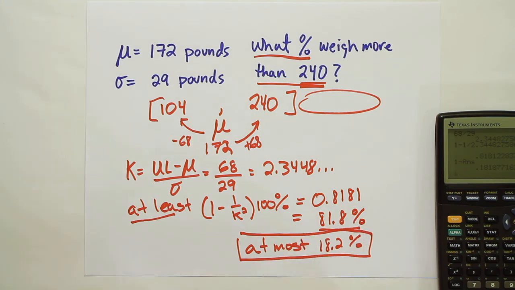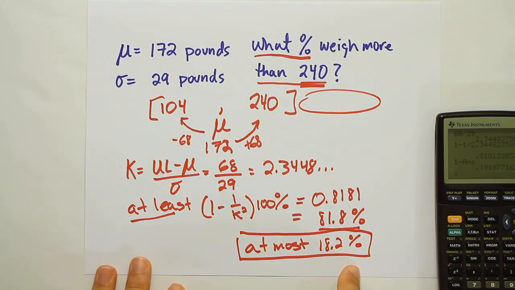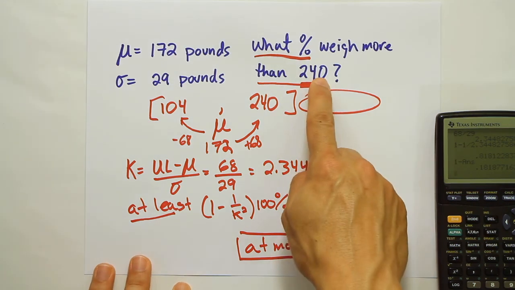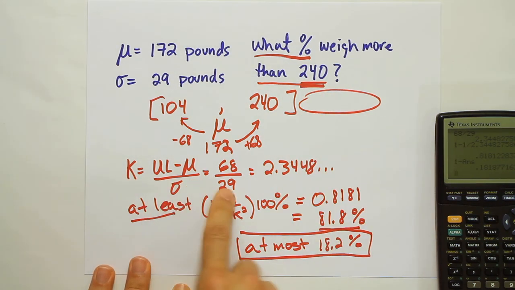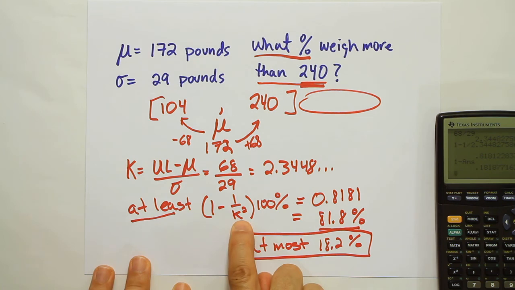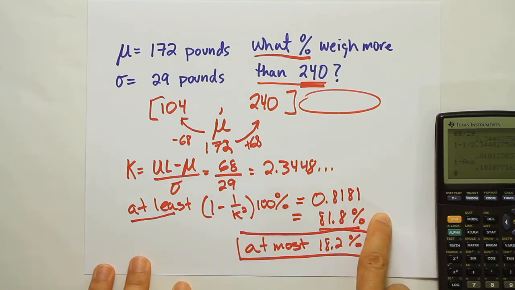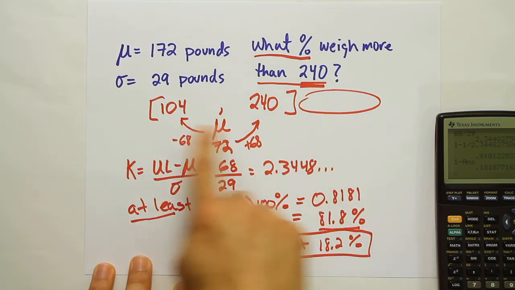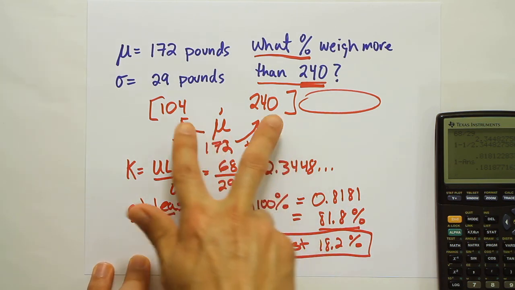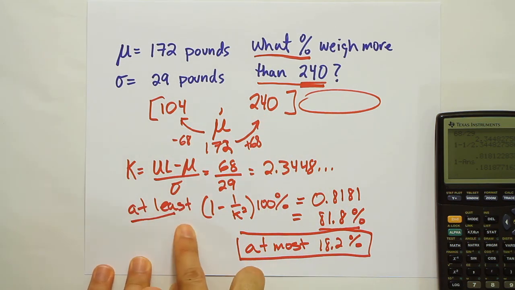That's the key. So if you wanted to use a shortcut to solve this problem, you could very simply take the 240, plug it in, do your calculation for k, plug that in to get your answer, and once you have the answer, just do 100% minus this percent. 100% minus 81.8% gives us 18.2%, and you tack the words "at most" in front of it. So remember, when you're looking for values outside the interval, it's at most. When you're talking about what's inside the interval, you use the phrase at least. Outside, at most; inside, at least.